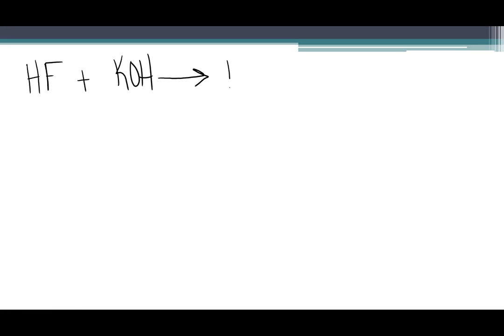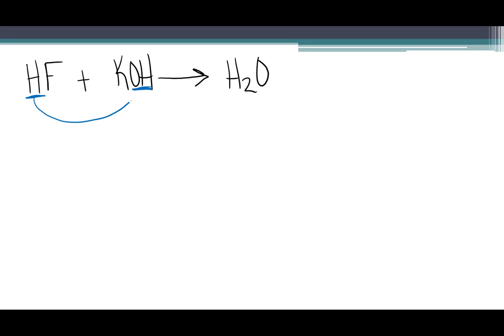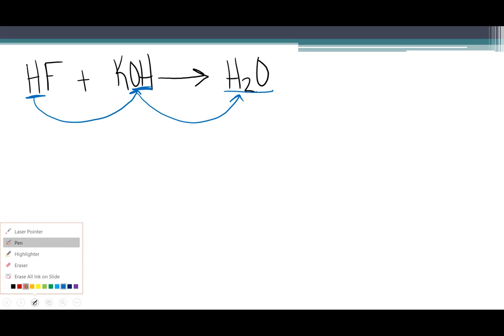So we know that water is going to be one of the products, okay? Where does that water come from? Well, how that water is formed is that it's going to take the hydrogen from the acid. It's going to take the hydroxide from the base. So H plus OH gives us H2O. So that's how we get the water. So how do we predict what the salt is going to be, what the ionic compound is? Well, we're going to take whatever's left.